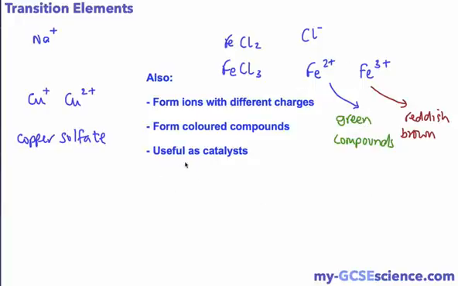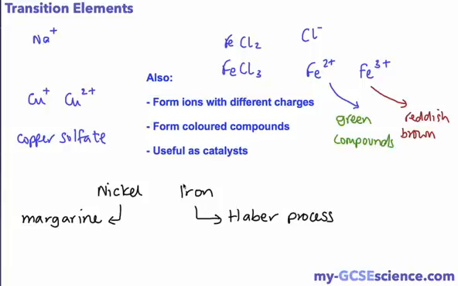They're also very useful as catalysts. You'll remember from module 1 we had nickel that was used as a catalyst in producing margarine. You may remember from the Haber process, iron is a very useful catalyst, and various other transition metals can catalyze various other reactions.